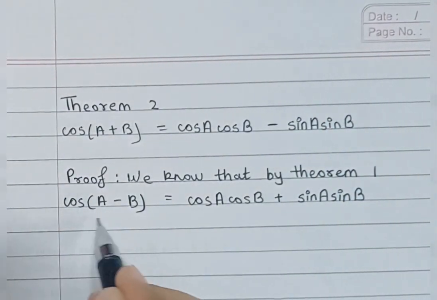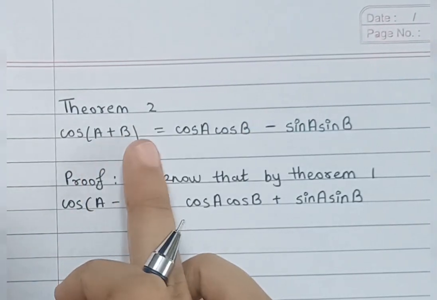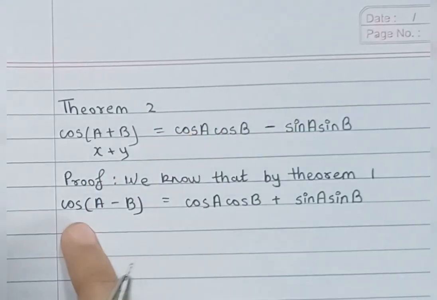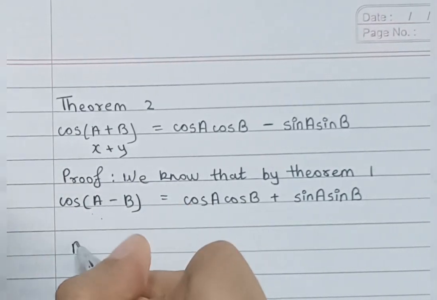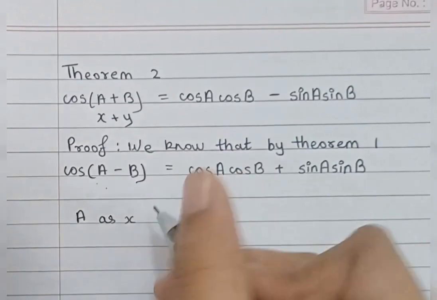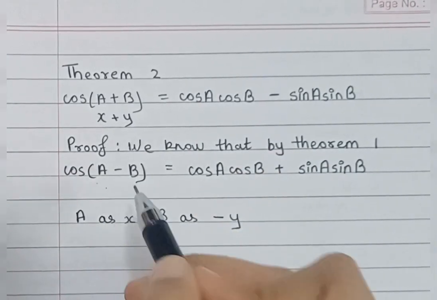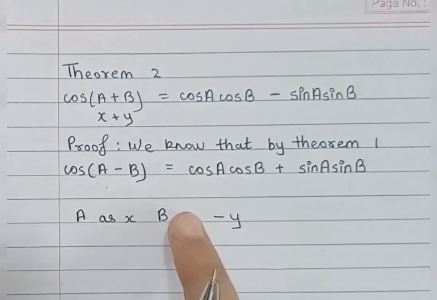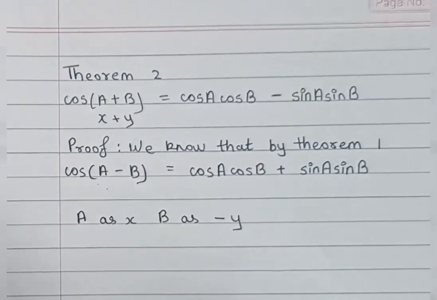Instead of A plus B, if you are getting confused, we can take other two variables, which is x plus y. In this formula, let's take A as x. Let's take B as minus y, because minus of minus y is nothing but plus y. So let's take B as minus y.